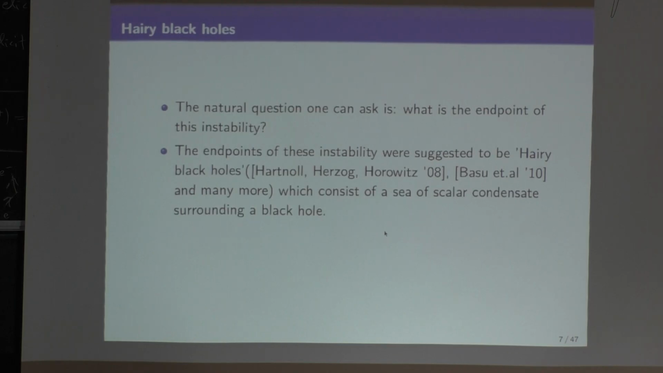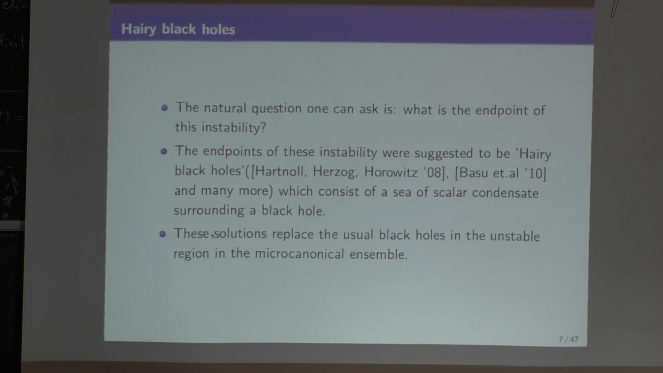Now in the past, the endpoints of these superradiant instabilities were suggested to be solutions called hairy black holes. These are solutions which have a sea of scalar field condensate surrounding the black hole, and it's a static profile. So there is a scalar field which carries a very large amount of charge and energy, and then you have a central black hole. And the black hole has critical chemical potential, so the full configuration is stable.